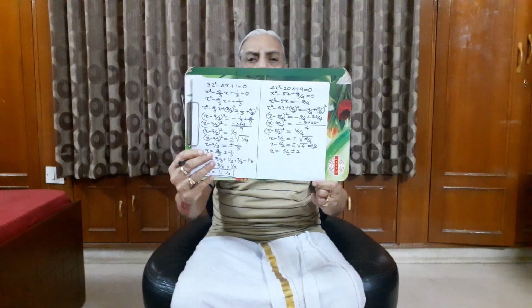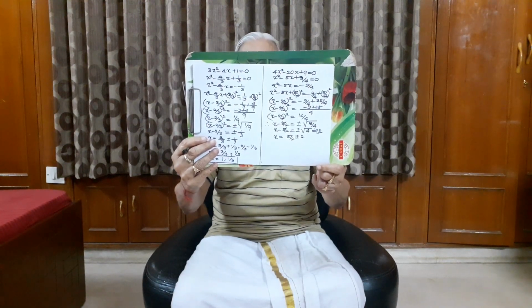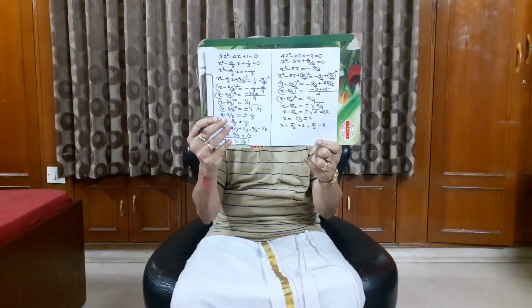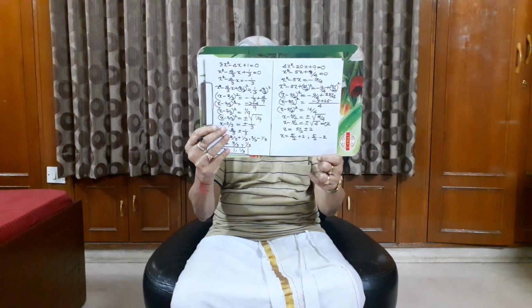So transfer. So x will be equal to what? Minus 5 by 2 will become plus 5 by 2 plus or minus 2. Then simplify. x will be equal to what? 5 by 2 plus 2 is one root. Second one is 5 by 2 minus 2 is another root.